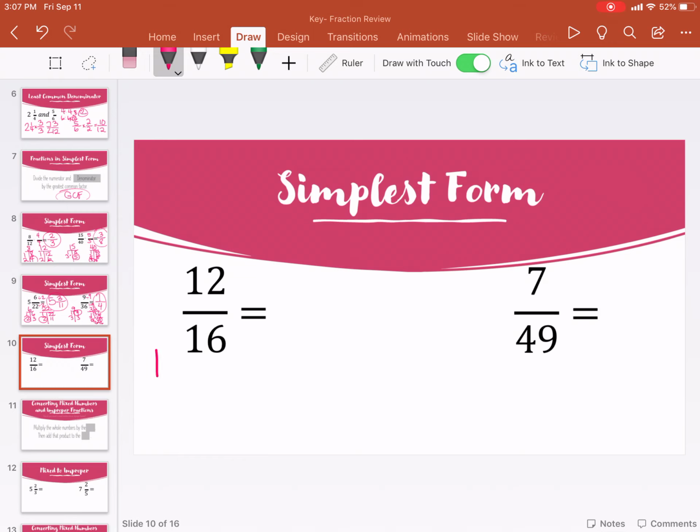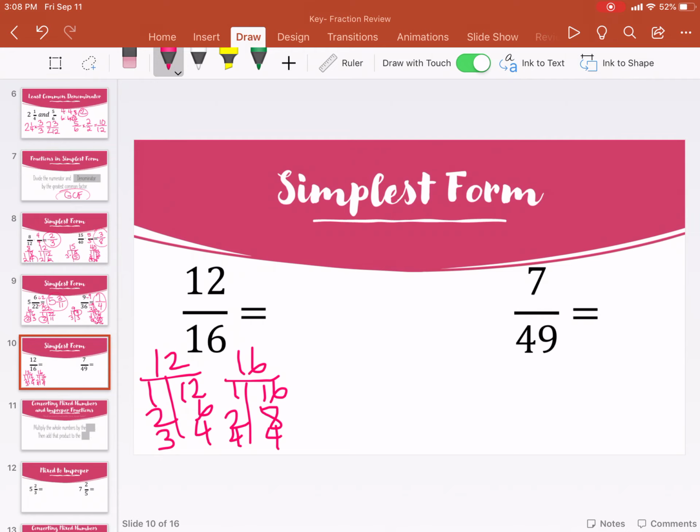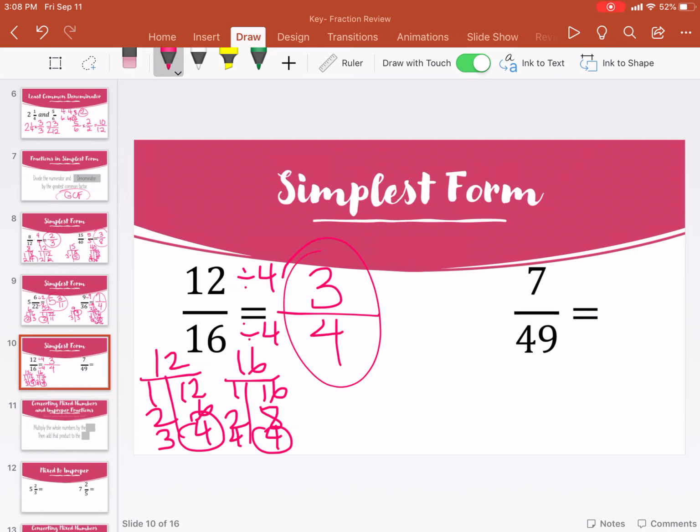Okay, so here we go. 12 and 16. 1 and 12, 2 and 6, 3 and 4. 1 and 16, 2 and 8, 4 and 4. Greatest common factor is 4. So divide by 4, divide by 4. 12 divided by 4 is 3. 16 divided by 4 is 4. 3/4.